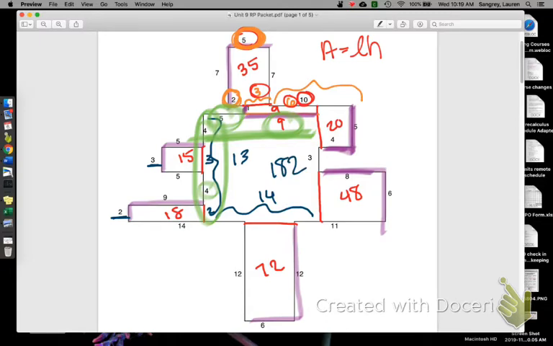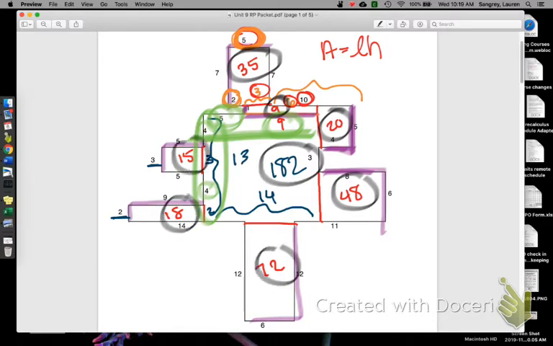So now we have all of the areas, and we just have to add them together. So you're adding 35 plus 9 plus 20 plus 48 plus 182 plus 72 plus 18 plus 15. I think I got them all. So your total area should be 399, and then that would be squared units.